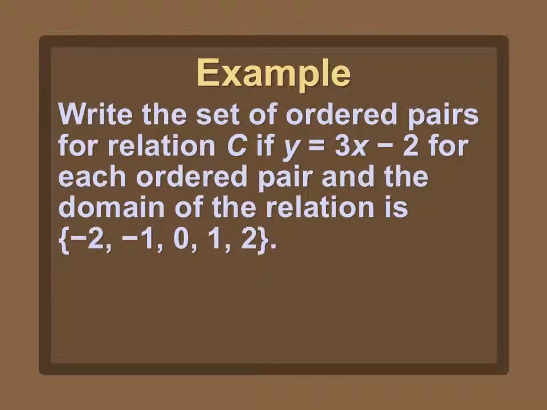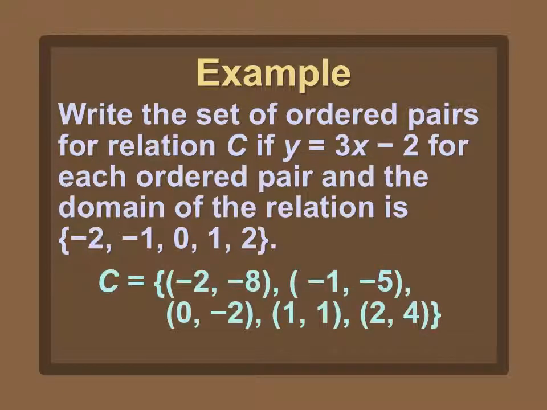All right. So now we want to write the set of ordered pairs for relation C. If y is equal to 3x minus 2 for each ordered pair, and the domain of the relation is negative 2, negative 1, 0, 1, and 2. So again, when they say the domain of the relation, they're saying that those are your x's. Okay, so we have 1, 2, 3, 4, 5 x's, which means that our relation should have 5 ordered pairs in it. So we have to plug each one of these x's into the equation to find y so we can have an ordered pair, because an ordered pair needs an x, but it also needs a y. So we're going to figure out the y's of our ordered pair.